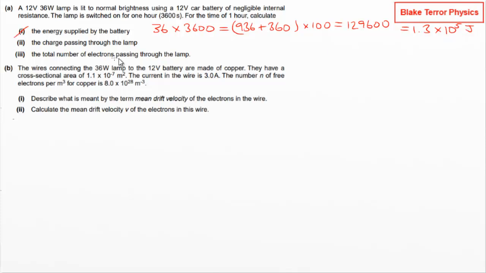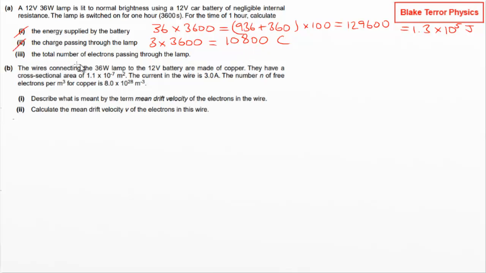So how much charge have we got passing through the lamp in that amount of time? Well, Q is I times T. The current here is the watts divided by the volts. So we've got 3 amps for 3,600 seconds. So we're going to have 3 times 3,600, so a bit of an easier sum to do. 10,800, and that's coulombs.